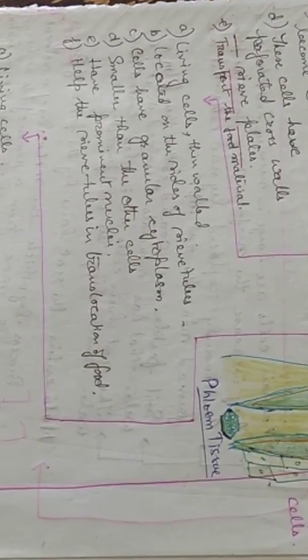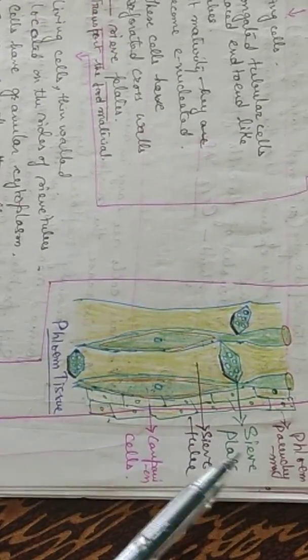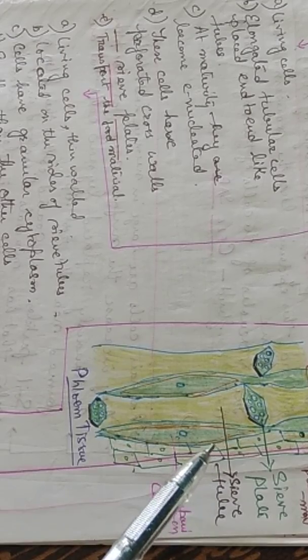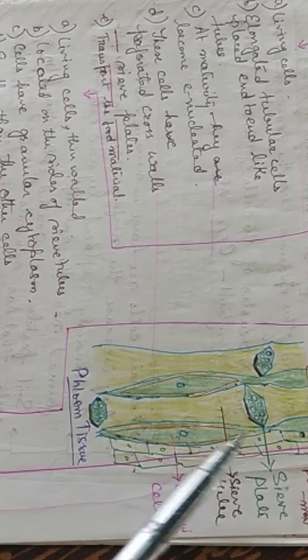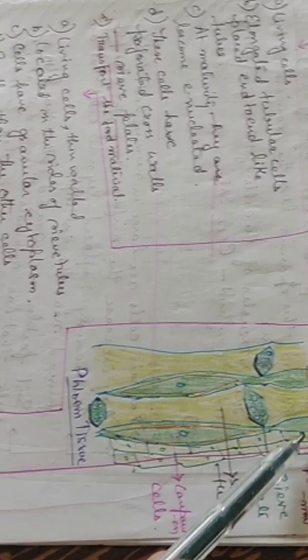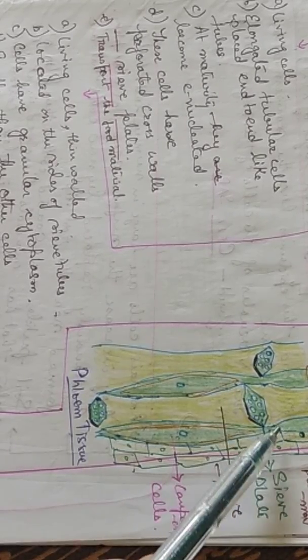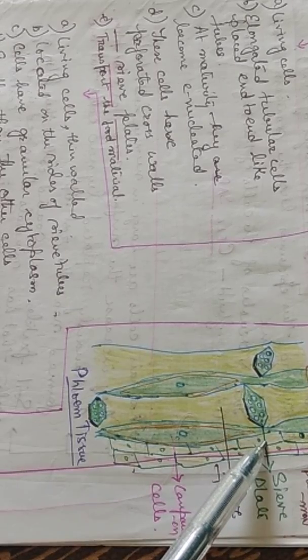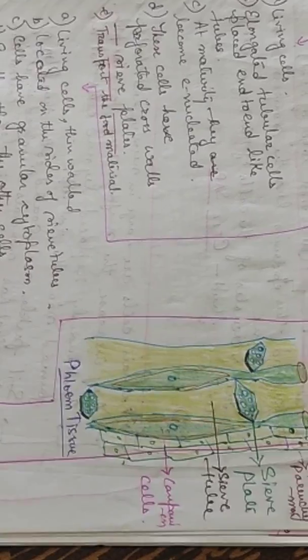Now we come to phloem parenchyma. These phloem parenchyma cells are also living cells. They are also thin-walled, and they help in the storage of food. These phloem parenchyma cells are at the side of the companion cells. They are thin-walled, they are living cells, and they help in the storage of food.